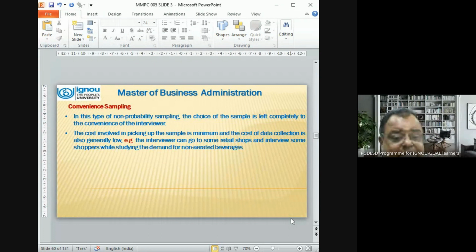Convenience sampling. In this type of non-probability sampling, the choice of the sample is left completely to the convenience of the interviewer. The cost involved in picking up the sample is minimum, and the cost of data collection is also generally low. For example, the interviewer can go to some retail shops and interview some shoppers while studying the demand for non-alcoholic beverages.